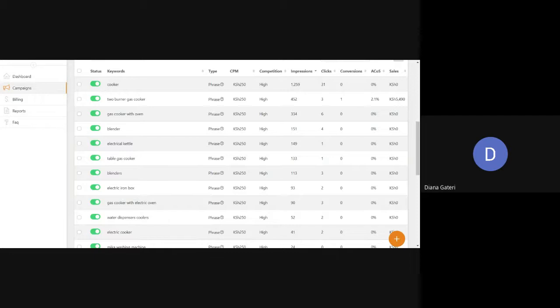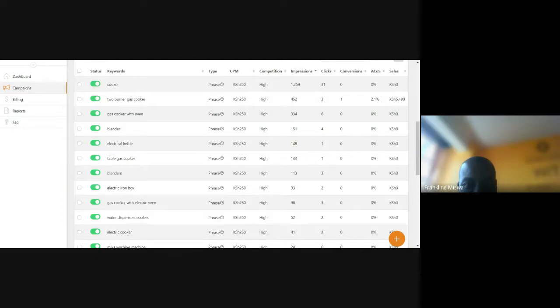2-burner gas cooker, it will reach more people. Which is super descriptive. That is, but if I may ask you, what would you do with such a keyword?